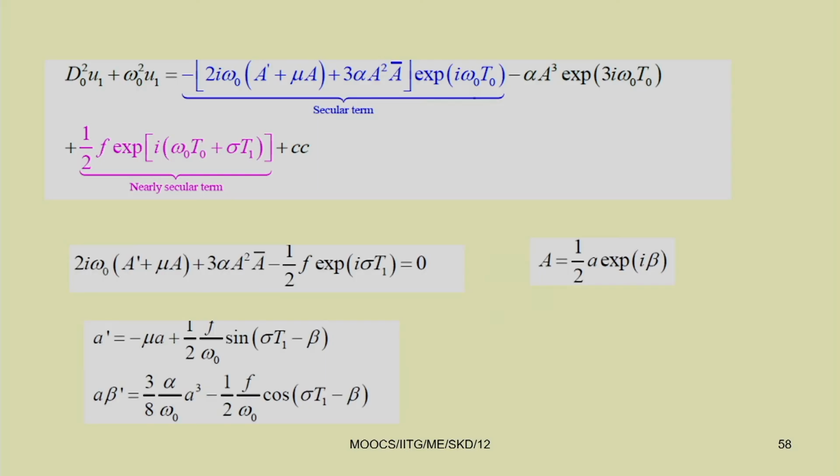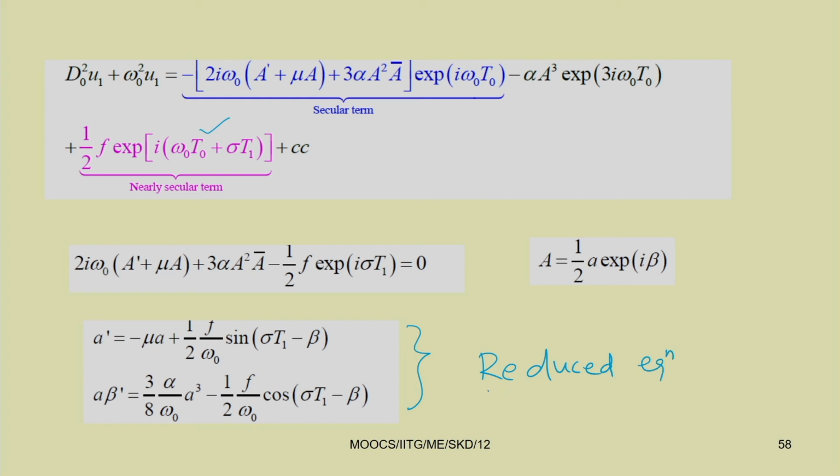Secular terms are the terms with the coefficient of e to the power i omega 0 T 0. Similarly, we have some nearly secular terms, for example due to this forcing term, when epsilon sigma, that is the detuning parameter, tends to 0. So, we have a near secular term. By eliminating secular and near secular terms, we get some equations. These equations are known as the reduced equations.